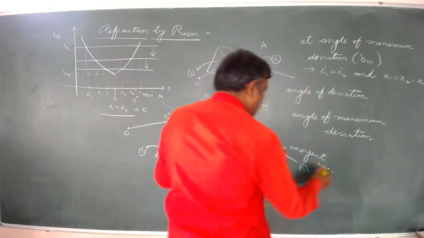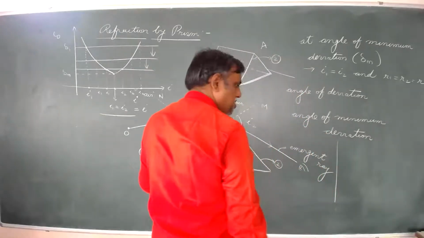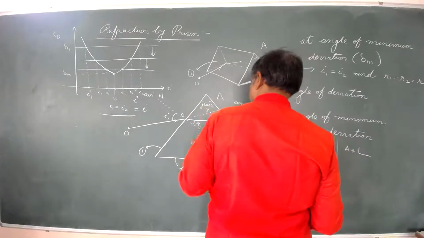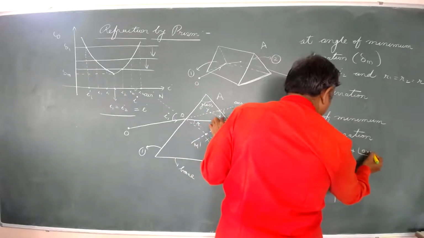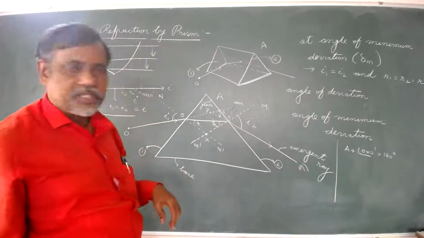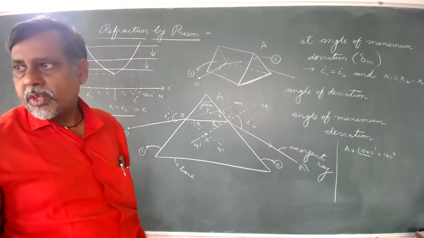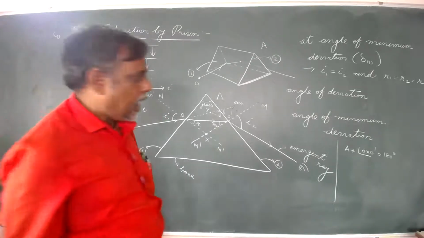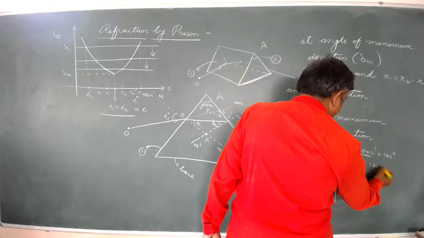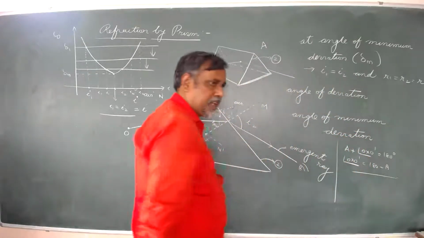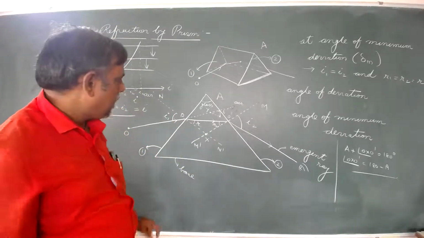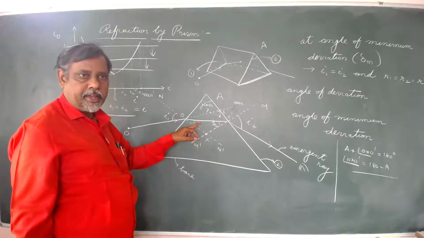Therefore, in this particular case, the sum of 2 opposite angles, that is A plus angle OXO dash, will be equal to 180 degrees. Got it? Now, angle OXO dash is equal to 180 minus A. Understood? 180 minus A.